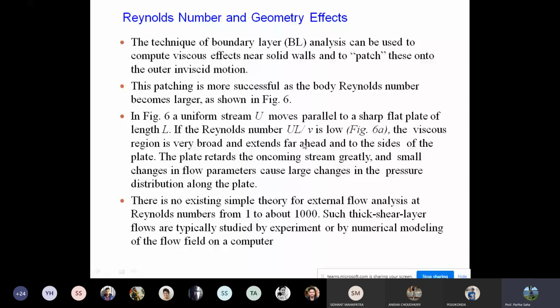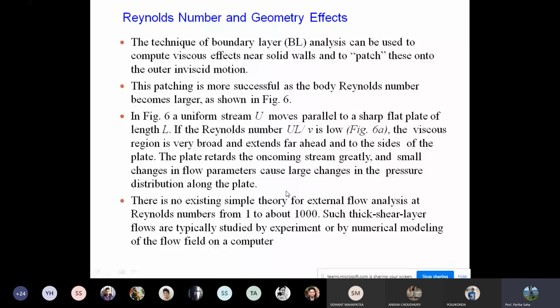Anyway, when the Reynolds number is very low, the viscous region is very broad and extends far ahead and to the sides of the plate. That's what I was mentioning. The plate deters the oncoming stream directly, and small changes in flow parameters cause large changes in the pressure distribution along the plate. In the second case, however, there is no existing simple theory for external flow analysis for Reynolds number from 1 to 1000. Such thick shear layer flows are typically studied by experiment or by numerical modeling. So this type of fluid behavior, where Reynolds numbers are very low, has to be solved by numerical analysis or modeling.